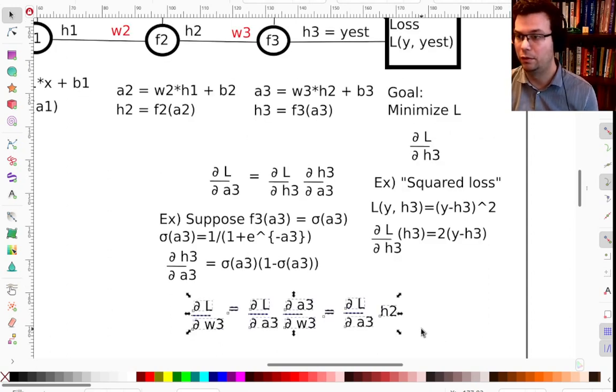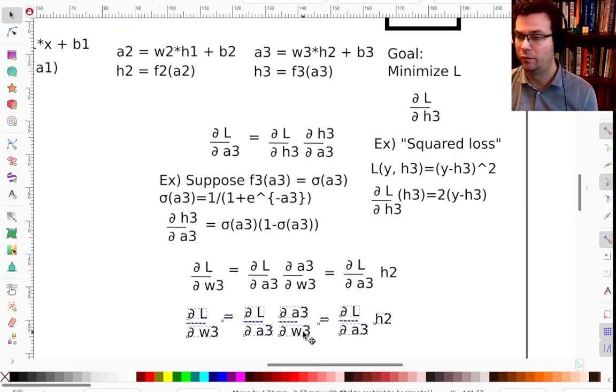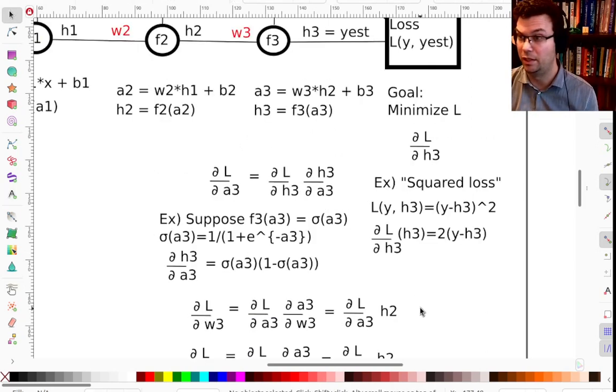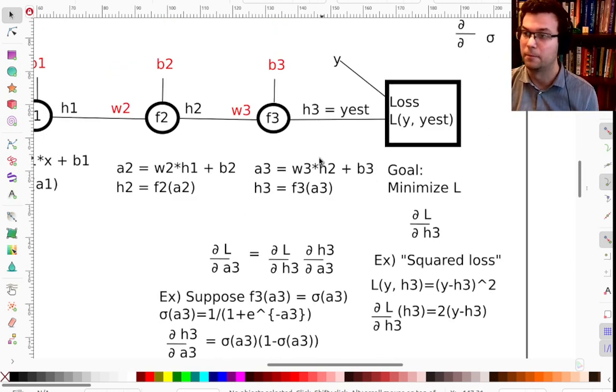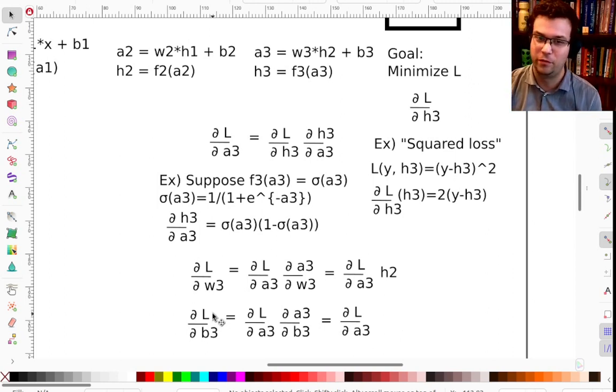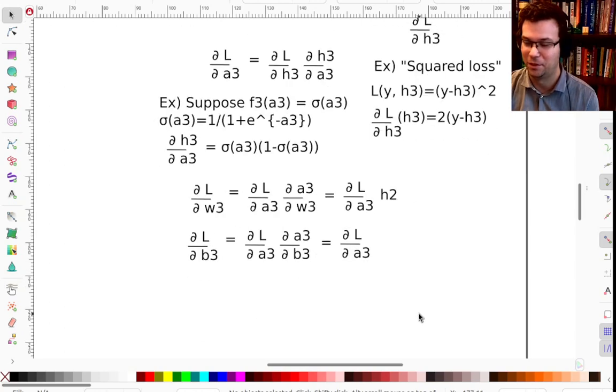So the derivation of the derivative for the bias here is quite similar. I would say, okay, what's the derivative of L with respect to bias 3? That would be the derivative of L with respect to A3 times the derivative of A3 with respect to bias 3. And actually the derivative with respect to bias 3 is quite simple. Now I'm holding both of these constant. Bias 3 is the only thing that's varying, and it has a coefficient of 1. So it turns out that the derivative of L with respect to bias 3 is just the same thing as dL/dA3.